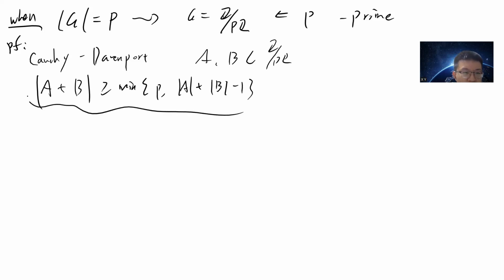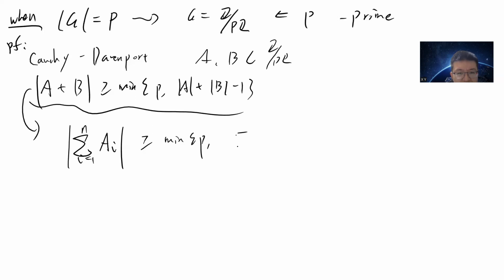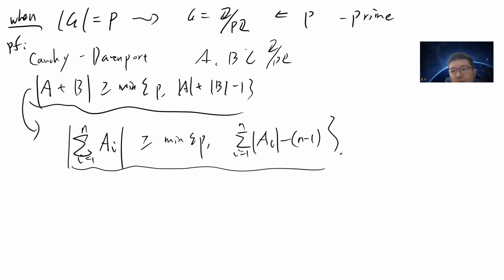If you apply this to multiple sets, you will get the following: if I have sets A1 up to An and I sum all of them, the sumset has size at least the minimum of p and the sum of the sizes minus n minus 1. So you just keep applying Cauchy-Davenport.